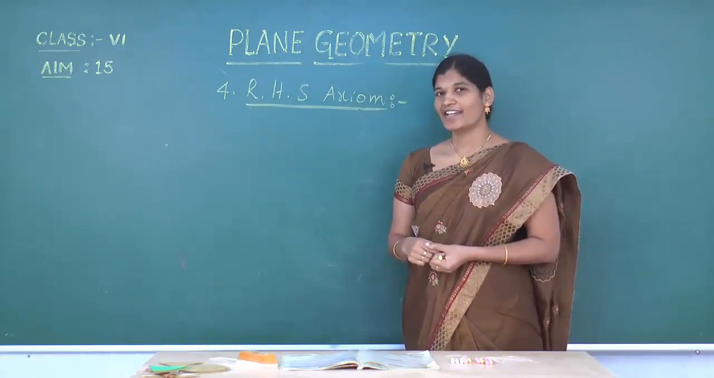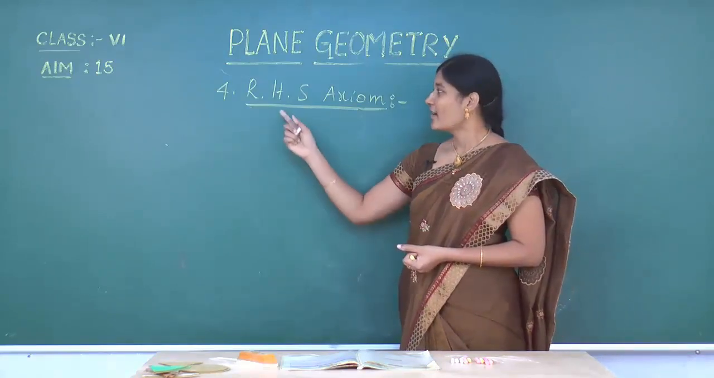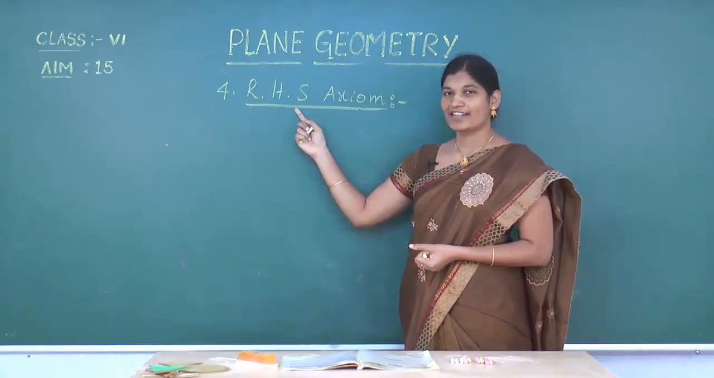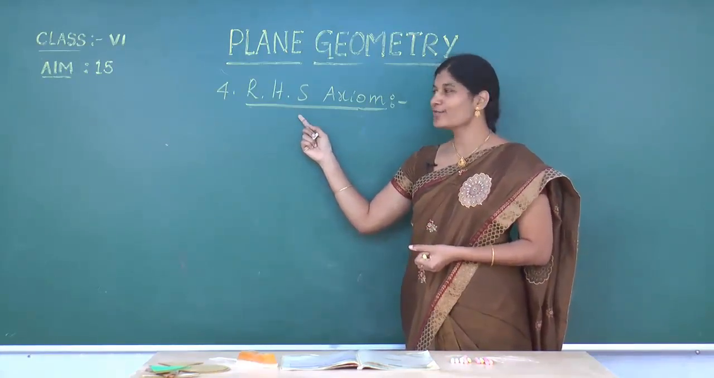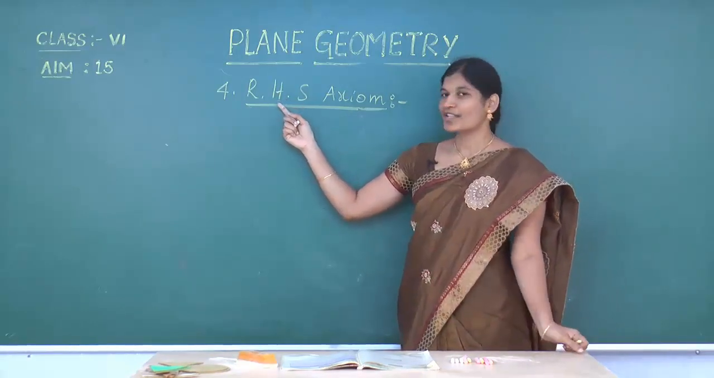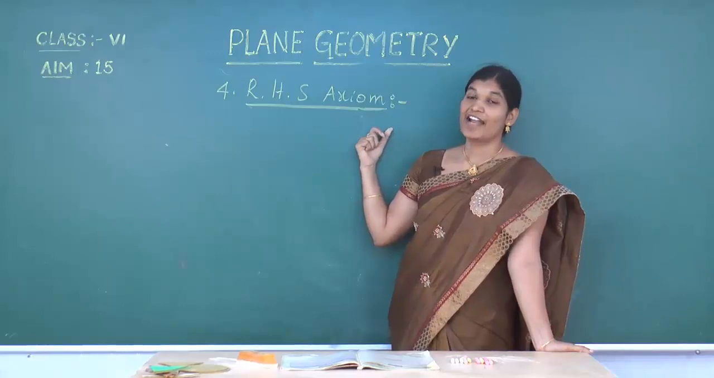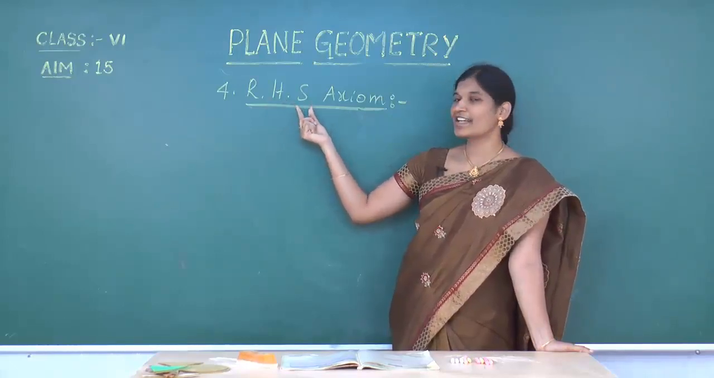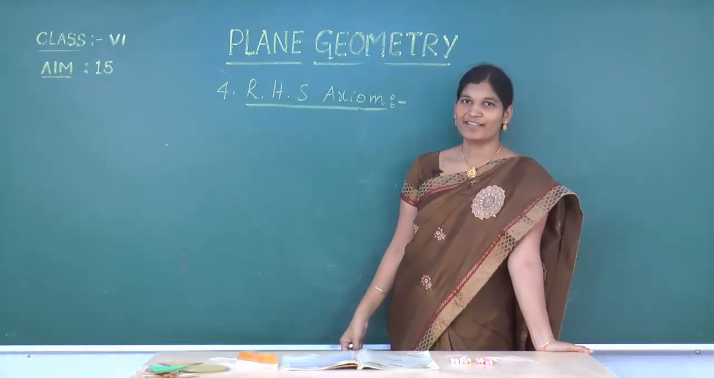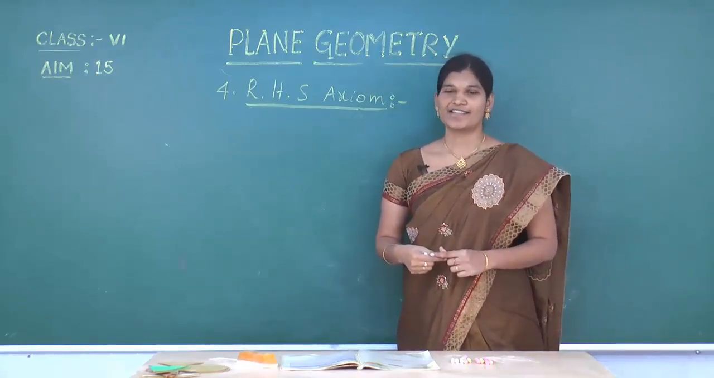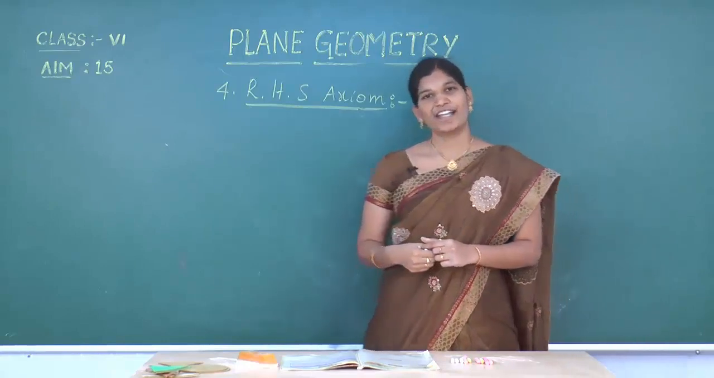And in a right angle triangle, if the hypotenuse and any side of the triangle are correspondingly equal to the hypotenuse and any side of another right angle triangle, and their corresponding hypotenuse and sides are equal, then we can say those two triangles are congruent to each other. And now let me show you diagrammatically.